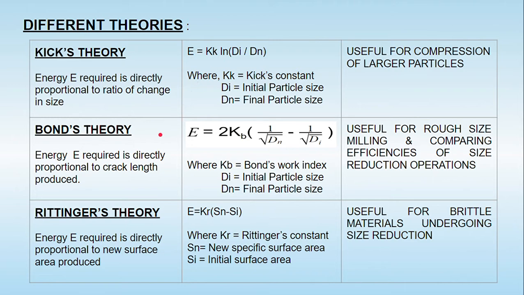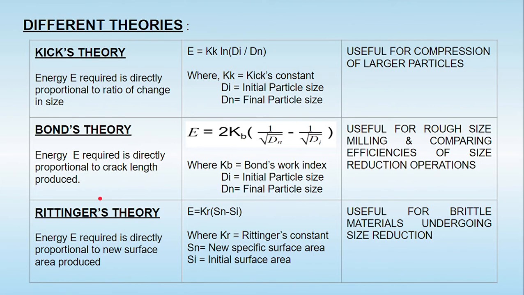Another theory is called Bond's theory. Here, the energy required for particle size reduction is directly proportional to the crack length which is produced. So here we take the values of di and dn, that is 1 over the square root. And Bond's theory is basically useful when we go for size reduction of rough particles, and it is used for comparing the efficiency of various size reduction processes.